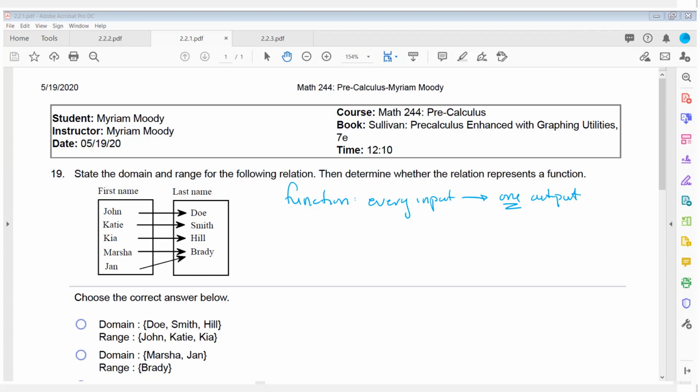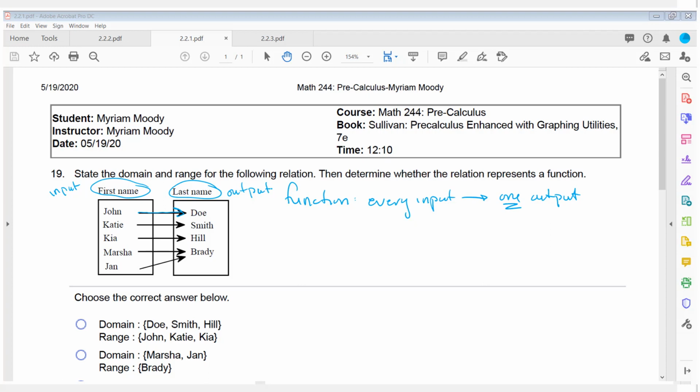If this particular mapping, notice the arrows start here at the left and they move to the right. That means the first name would be considered the input, and the last name would be considered the output because that's where it's ending up. Okay, so the first name is John. And the question is, how many outputs does it go to? Good, just one output. So is it a function so far? Yes, it is. What's your second input? Katie, good. And how many outputs does Katie go to? Just one, still a function.